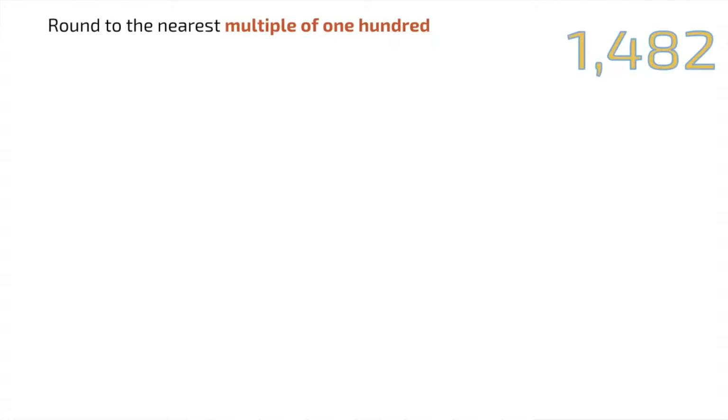Okay, big number, ooh, and we're rounding to the nearest 100. We're rounding to the nearest multiple of 100, not tens anymore. So I'm gonna underline everything up to the hundreds place. Boom, up to the hundreds place.